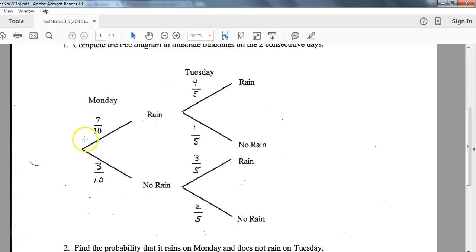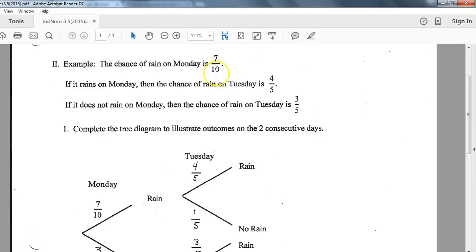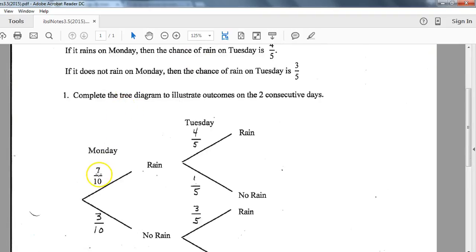Do take a look. As you look at the possible outcomes, we would say, well, if it rains on Monday, these are the two possibilities that could happen on Tuesday. If it does not rain on Monday, then these are the two possibilities that could happen on Tuesday. And so if we go to fill in the items on this, if the chance it rains on Monday is 7/10, then automatically the remaining 3/10 would be that it doesn't rain.